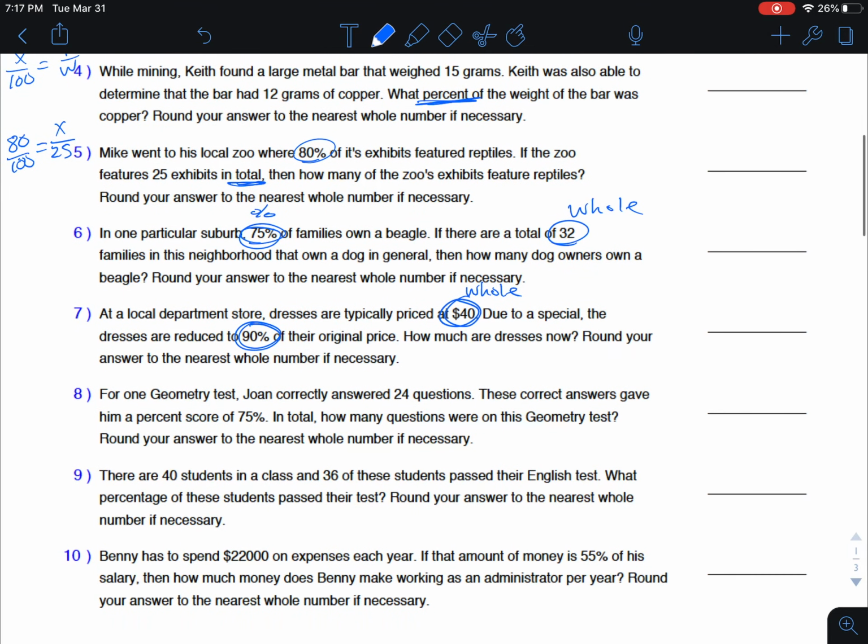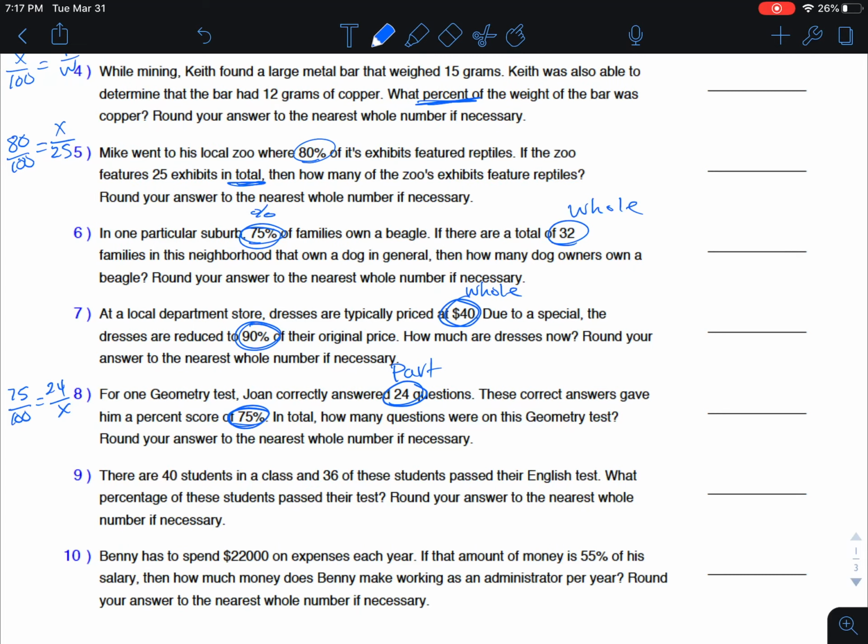For one geometry test, Joan correctly answered 24 questions. These correct answers gave him a percent score of 75. How many questions were on the test? So here's your part. That's how many he got right out of the total. And then here's your percent. So in this case, you're finding the whole. So it's going to be 75 over 100 equals 24 over X.